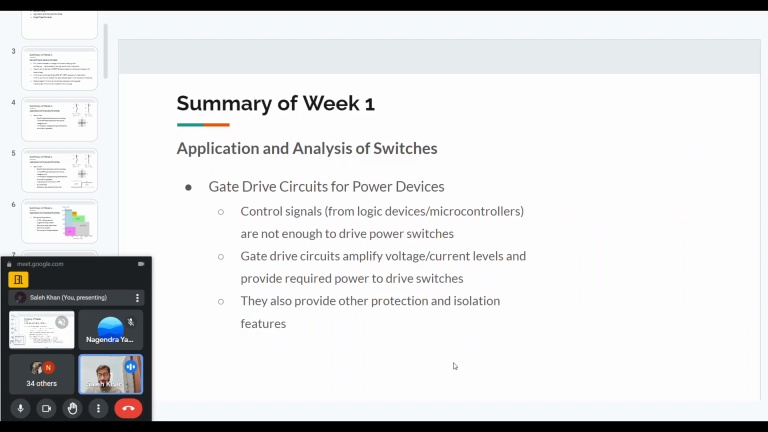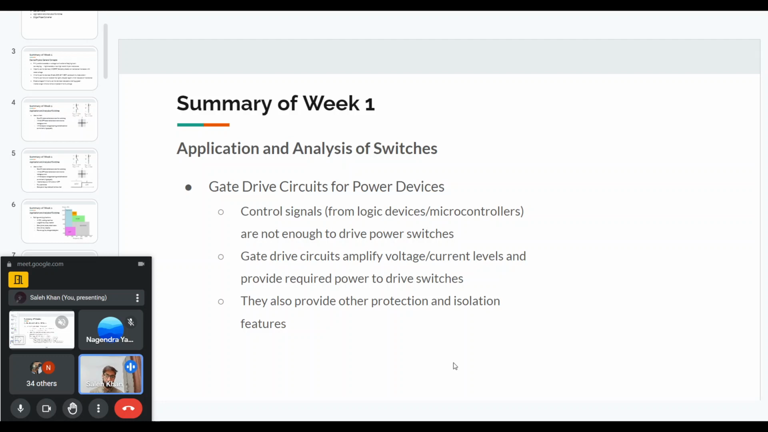Okay, now gate drive circuits. I was saying that if you ever have to actually work on a hardware power electronic converter, then you will have to pay very close attention to the gate drive circuits. And so these are very important for actual implementation of the concepts that we study.